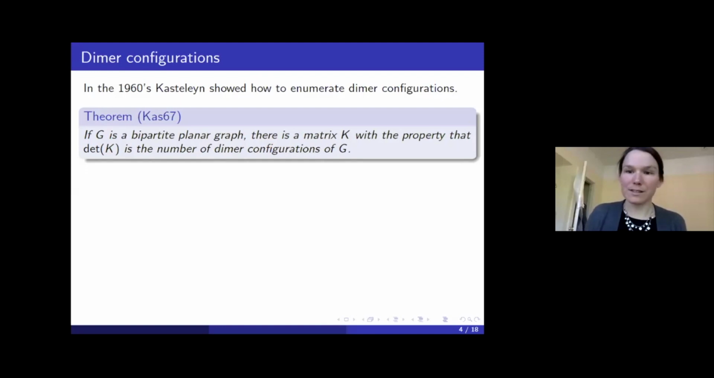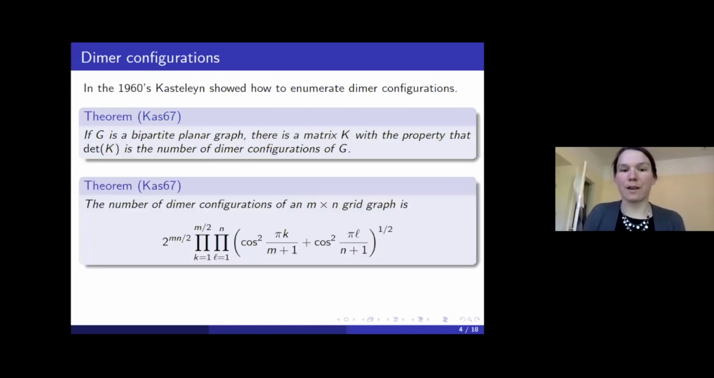Then he used his techniques to give an explicit formula for the number of dimer configurations of an m by n grid graph. I'm not going to really talk about his work much today at all. I just wanted to show this because I think it's very surprising. It's not even obvious to me that this formula would work out to be an integer, for instance, but it counts the number of dimer configurations of grid graphs.